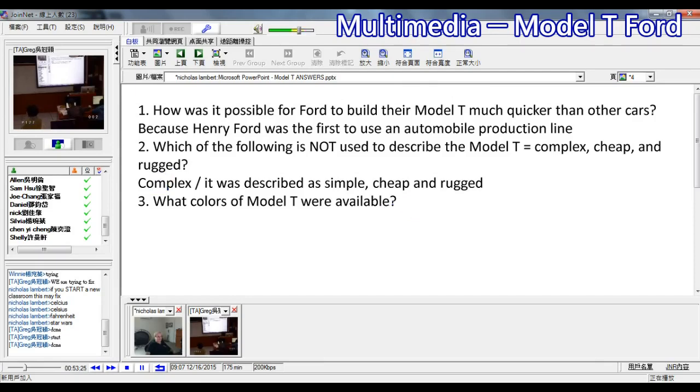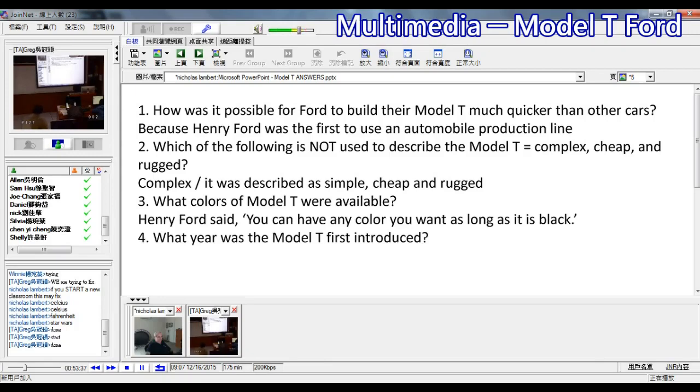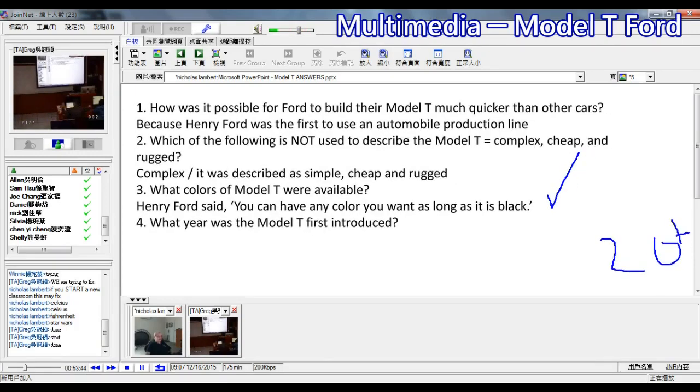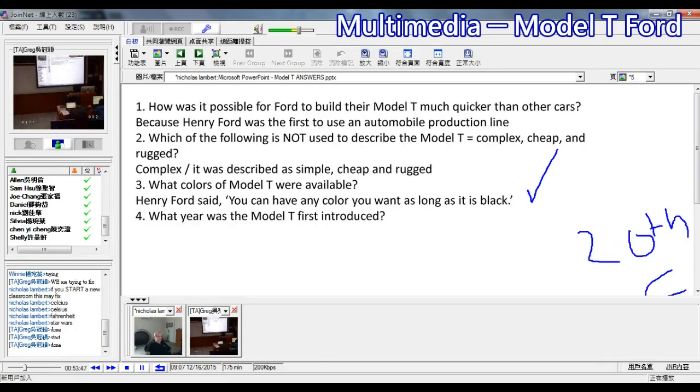Hi, Nicholas. I'm Rita. He said you can have any colour you want as long as it is black. Correct. It's only black, and that's all you can get. In the early part of the 20th century, they did not believe in color. They liked black and white and preferably no color. Now, what year was the first Model T first introduced?